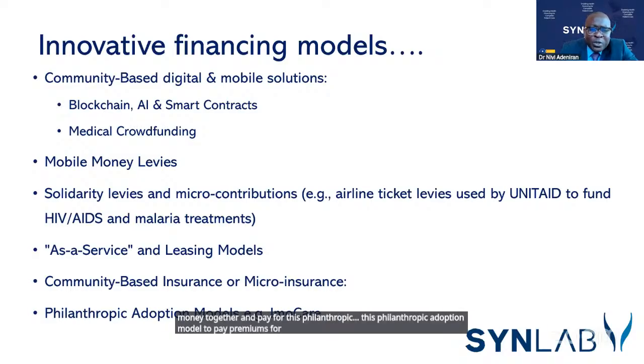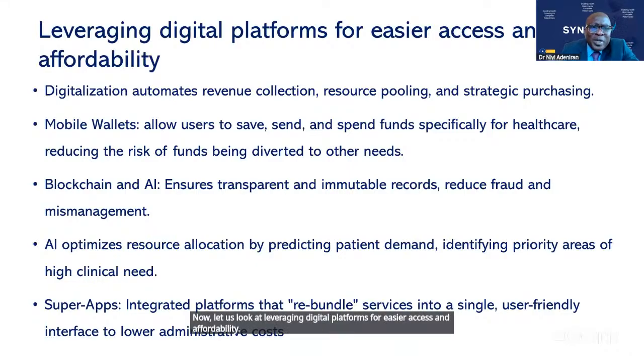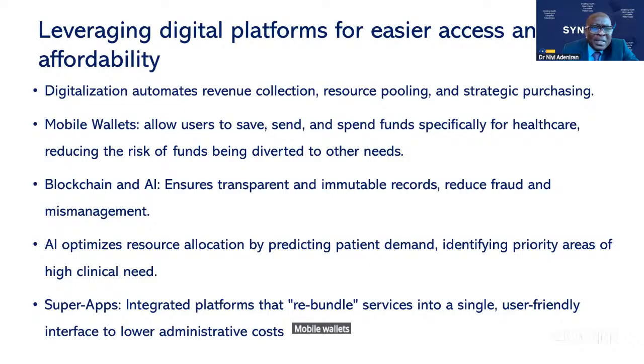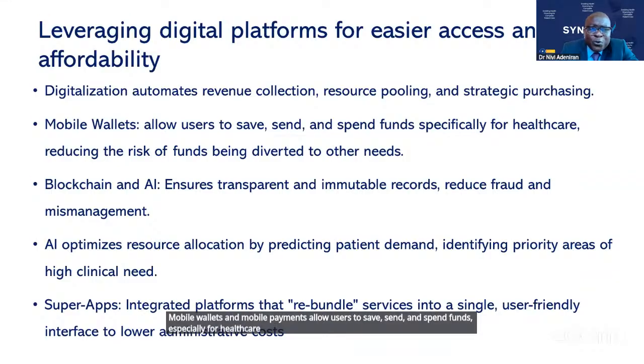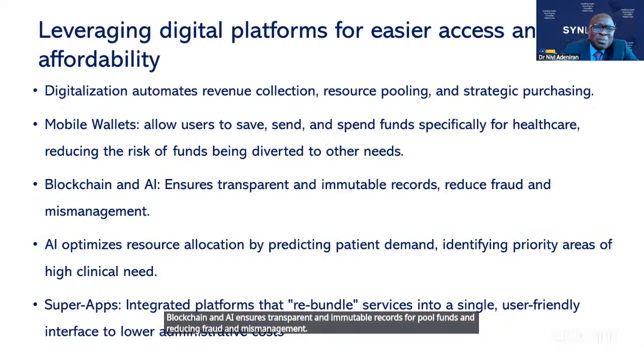premiums for their constituents. Now, let us look at leveraging digital platforms for easier access and affordability. Digitalization automates revenue collection. It automates resource pooling and strategic purchasing. Mobile wallets and mobile payments allow users to save, send, and spend funds, especially for healthcare, reducing the risk of funds being diverted to other needs. Blockchain and AI ensure transparent and immutable records for pooled funds, reducing fraud and mismanagement. AI helps to optimize resource allocation by predicting patient demand and identifying priority areas of higher clinical needs.